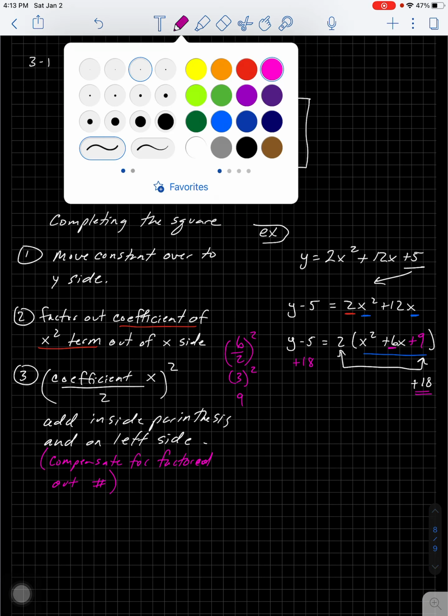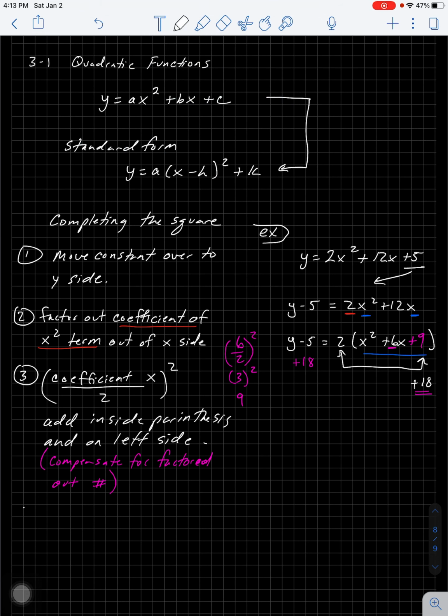Okay, the next step is we're going to simplify and factor. All right, so that means we're going to add some things up. So on this left-hand side, I've got negative 5 and a positive 18, which is a positive 13. And then I've got the 2 out in front, and then I've got the x squared plus 6x plus 9.